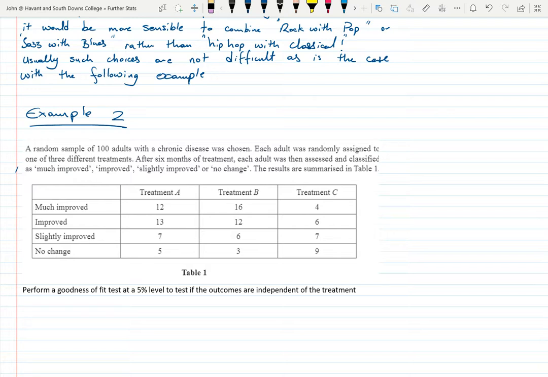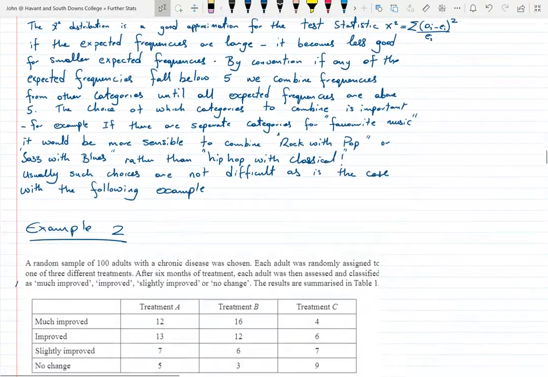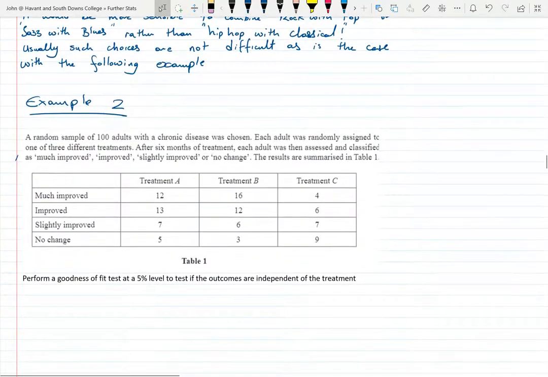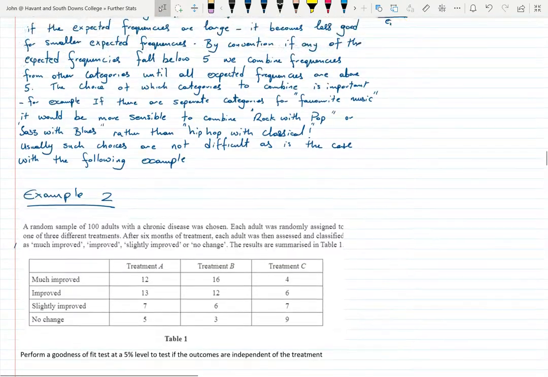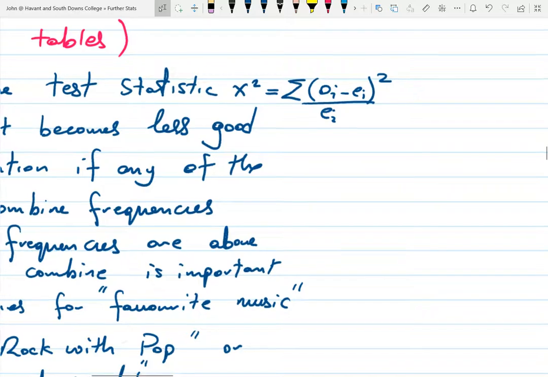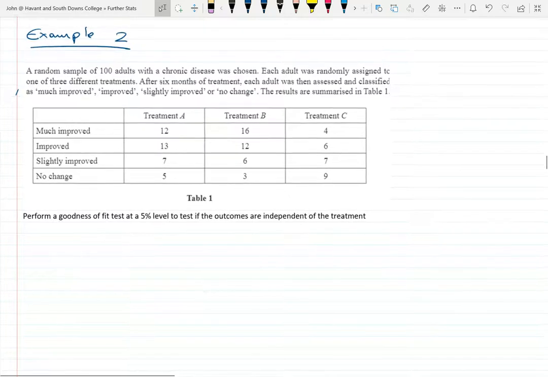Okay, so we're going to do this test. I'm assuming that you already know how to work out the test statistic for chi-squared. If not, have a look at another video. This follows on from a video I've already done, which goes through the detail of how we use that formula for working out the test statistic for a chi-squared test. Okay, so let's get on with it.